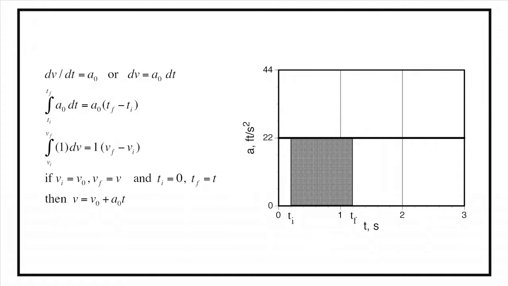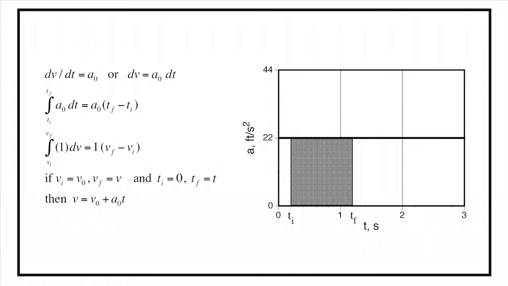So we'll see that, and the way it's written formally is shown on the second line of equations. The integral from some initial t i to some final t f of the quantity a naught, which is that acceleration, times dt, is exactly what's going to give you that area. So it's a naught, which is the height, times t final minus t initial, which is the width.